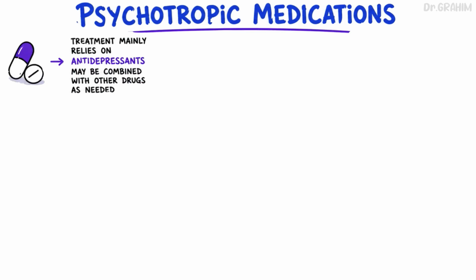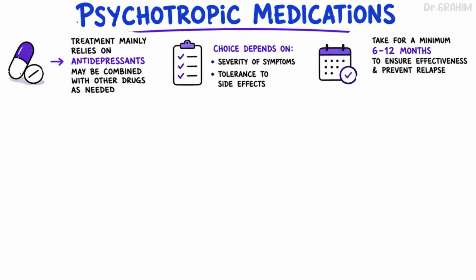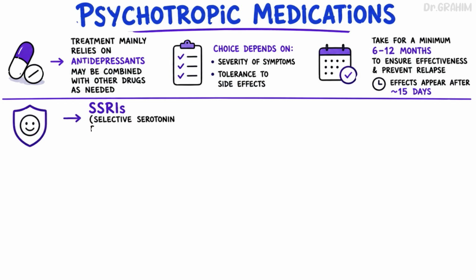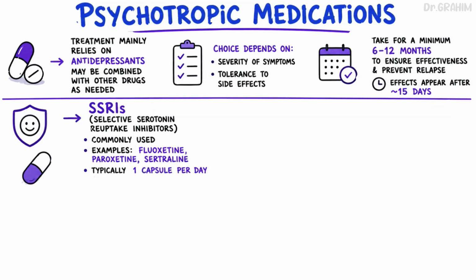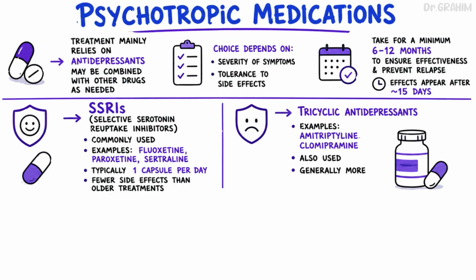Medication-based treatment mainly relies on the use of antidepressants, which may be combined with other drugs depending on the patient's needs. The choice of antidepressant depends on several factors, including the severity of symptoms and tolerance to side effects. Selective serotonin reuptake inhibitors (SSRIs) are commonly used. Examples include fluoxetine, paroxetine, and sertraline. These are typically prescribed as one capsule per day and have fewer side effects than older treatments. Tricyclic antidepressants such as amitriptyline and clomipramine are also used but generally have more side effects.